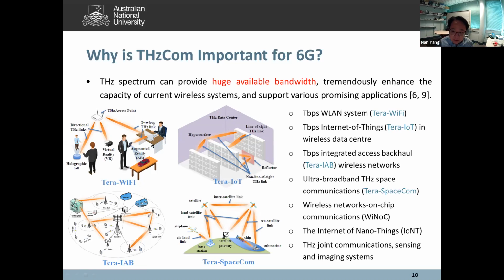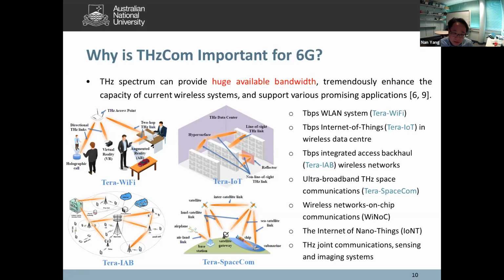Apart from that, we also know that Terahertz communication has a very small wavelength, such that the devices and antennas will be of small size. And in this case, Terahertz communication can also be used to support wireless networks on chip communications, as well as the Internet of Nano Things, such that they can work on a very small scale.